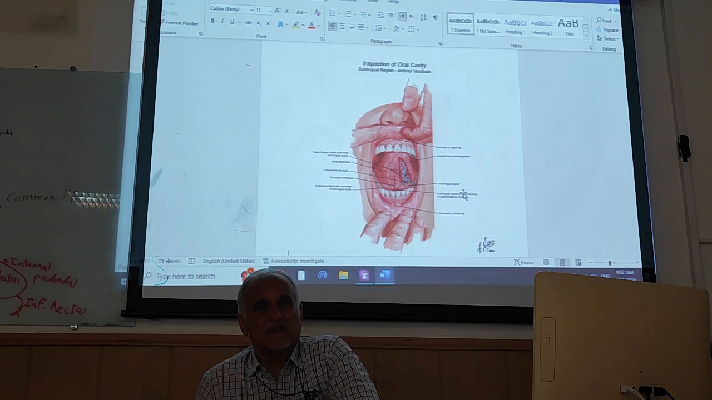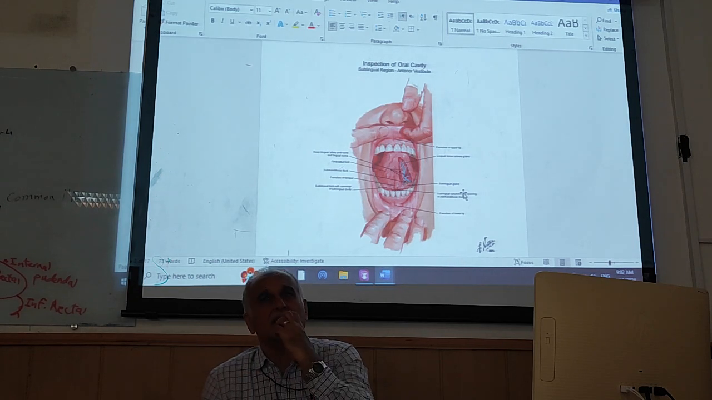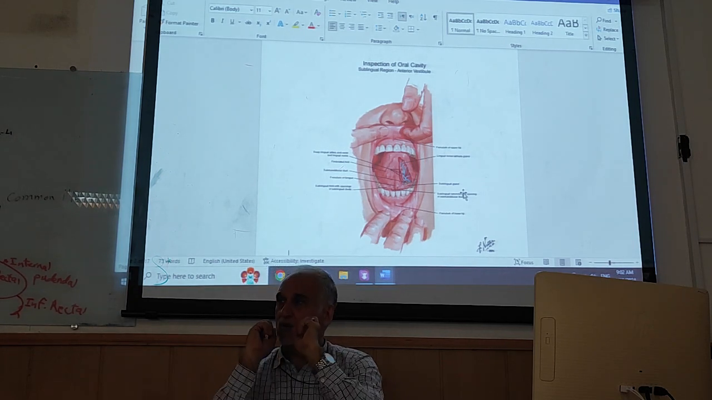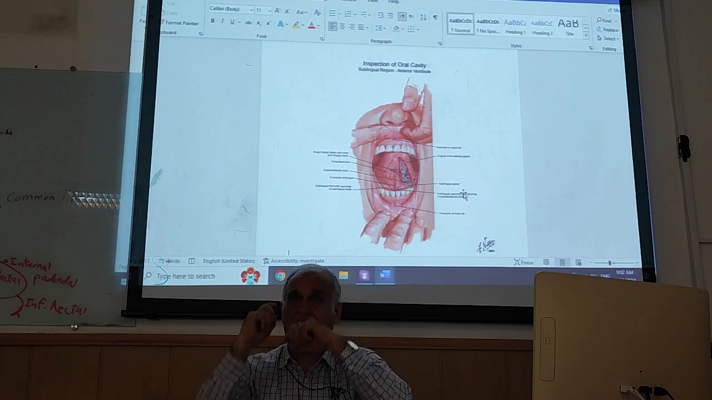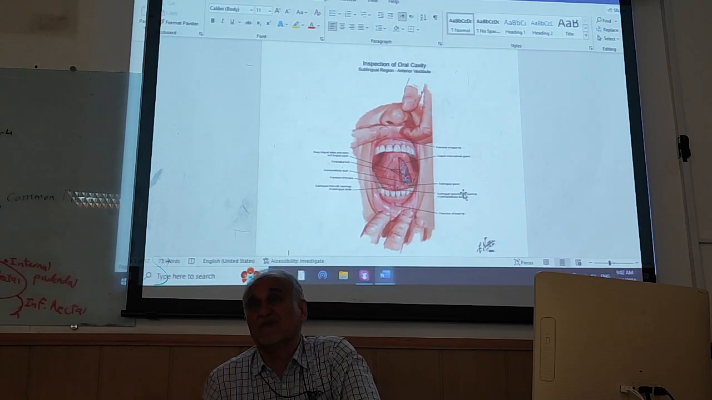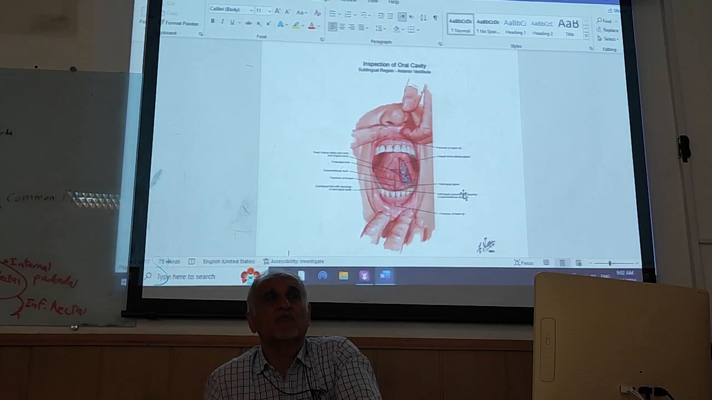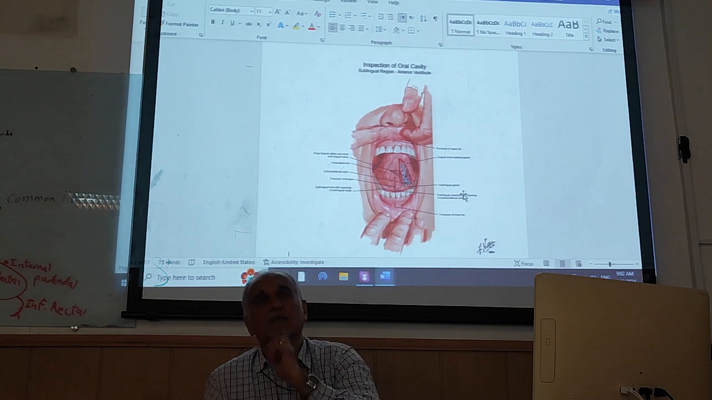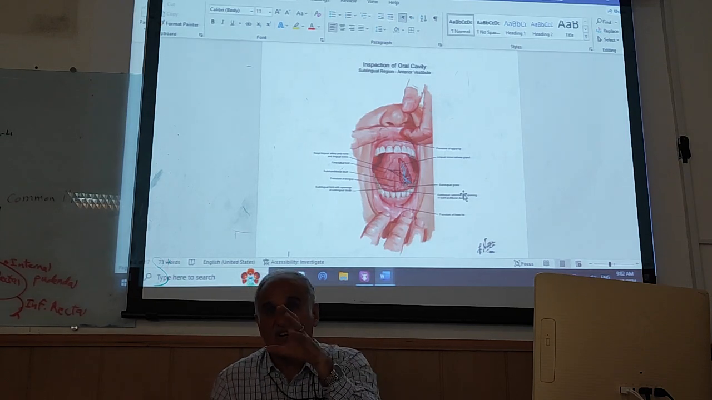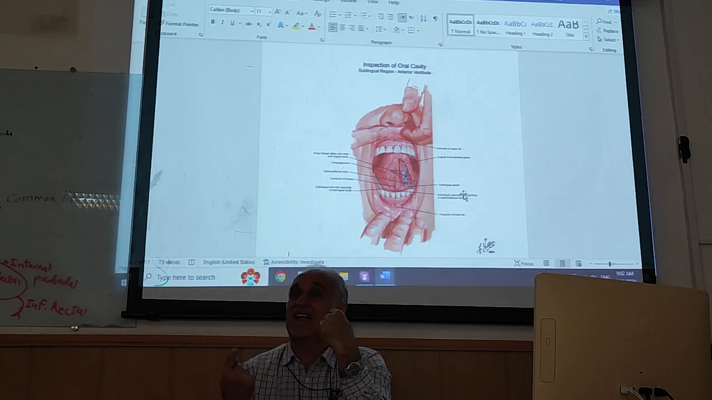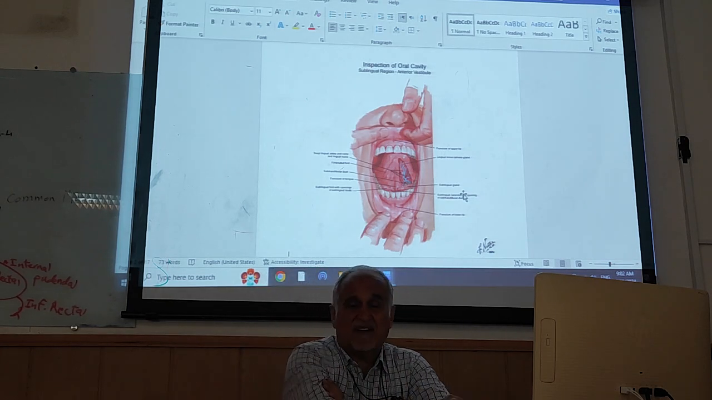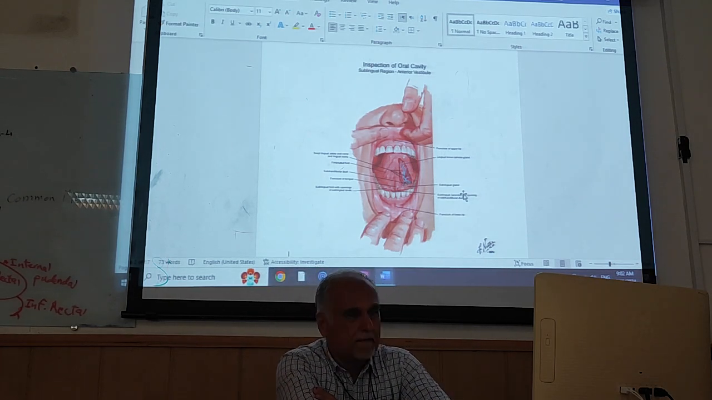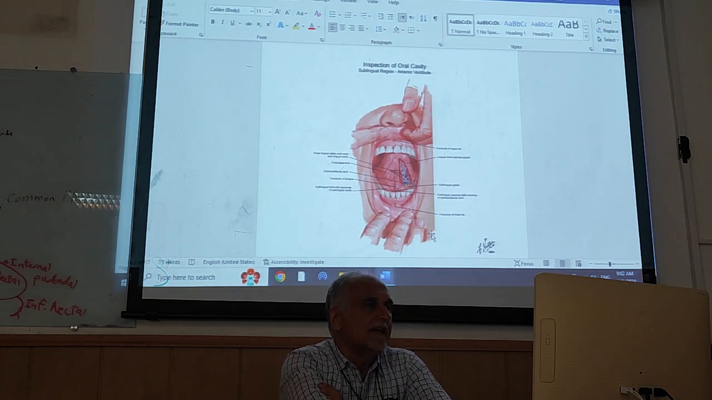Someone may be locked because of some problem, so you can go and open this from behind the third molar. Or you may want to use some instrument to help him breathe, so you can use this part. Also, if the jaw is locked, we can still have access to the main cavity. Is it clear? Yes.